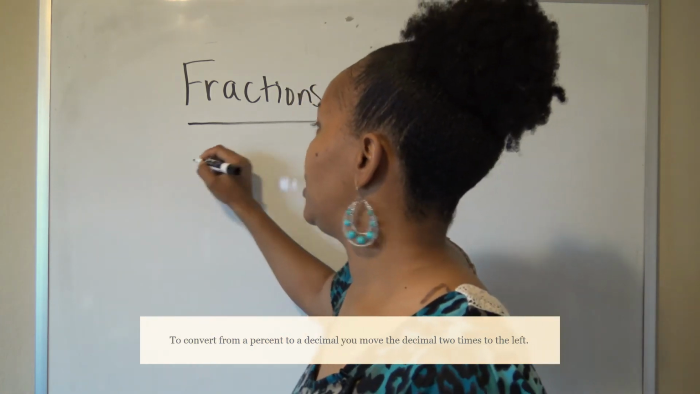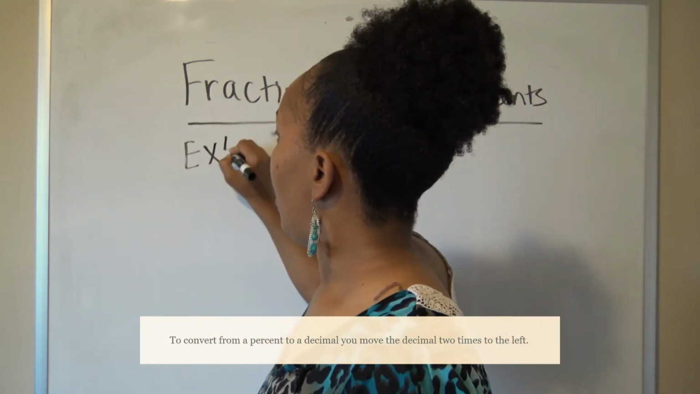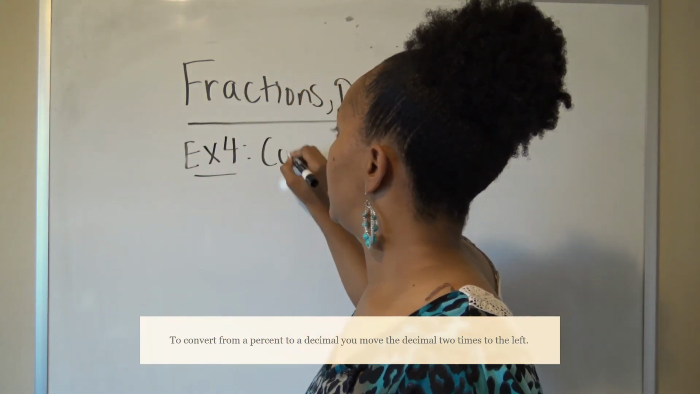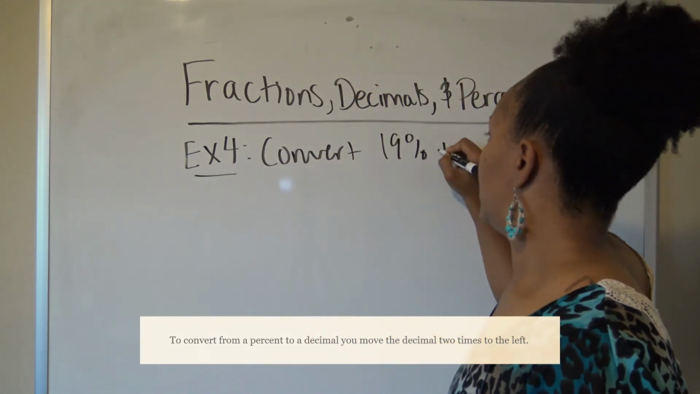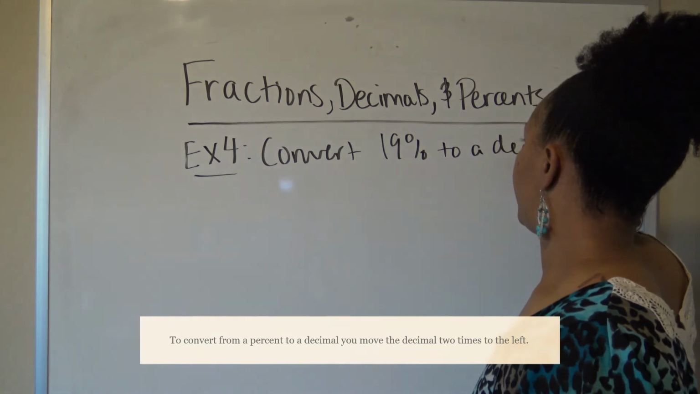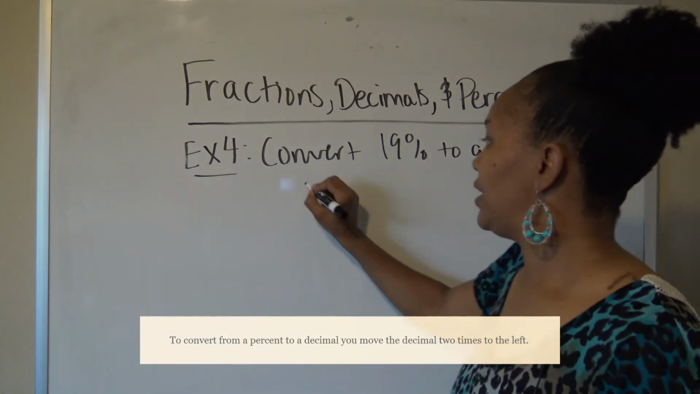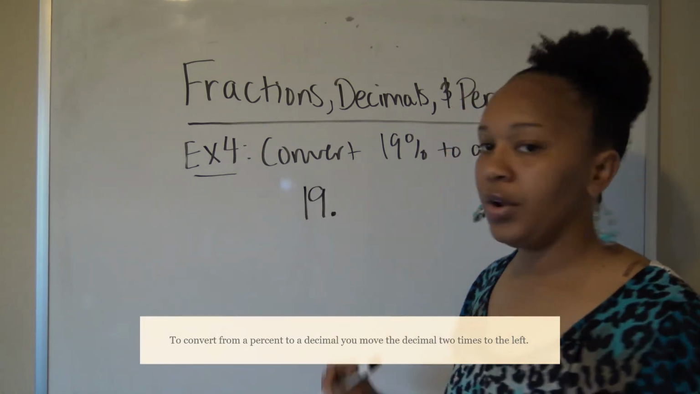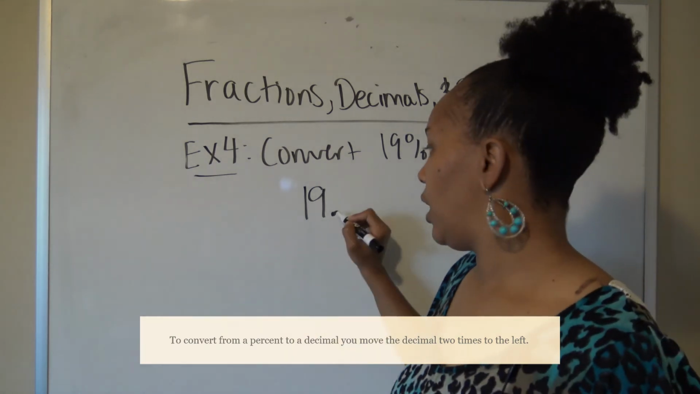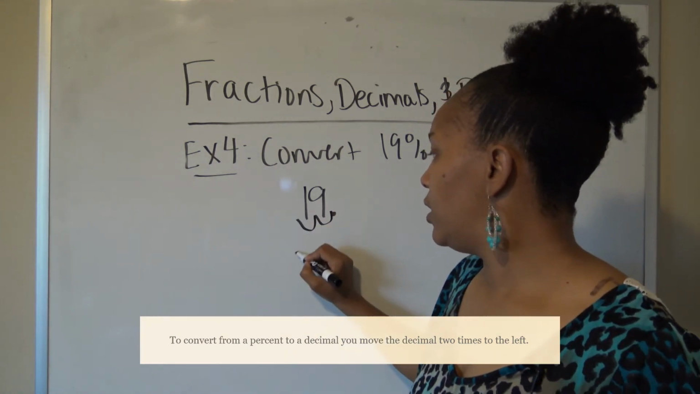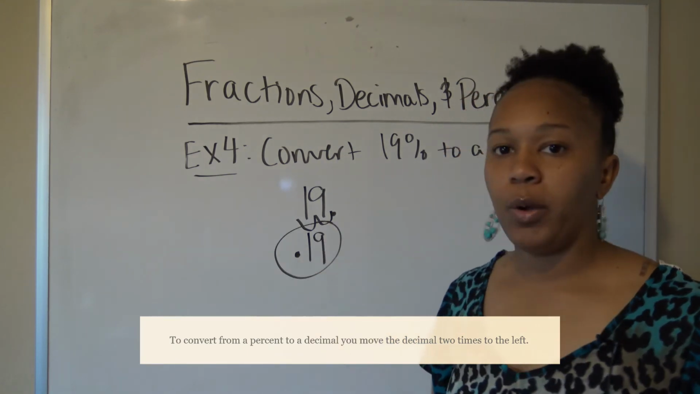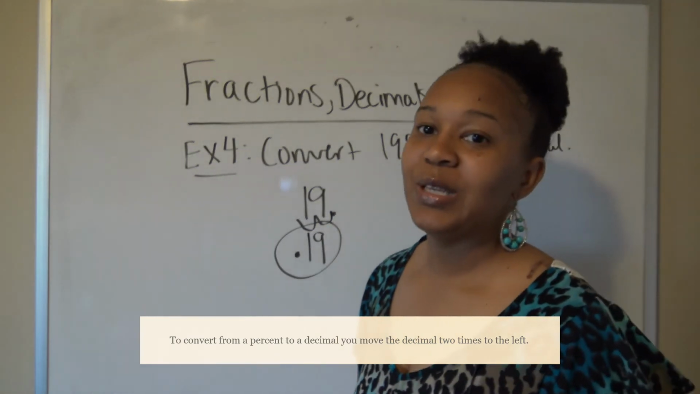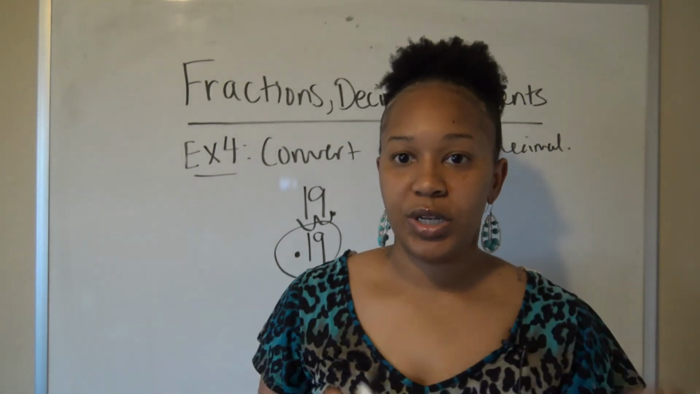So in this next example, example 4, I want to convert 19% to a decimal. So 19%, the decimal is here, but if I move it to the left 2 times, to the left, to the left, the decimal is now in front of the 1, and so that becomes 0.19. All right, so that's how you would convert from a percent to a decimal.